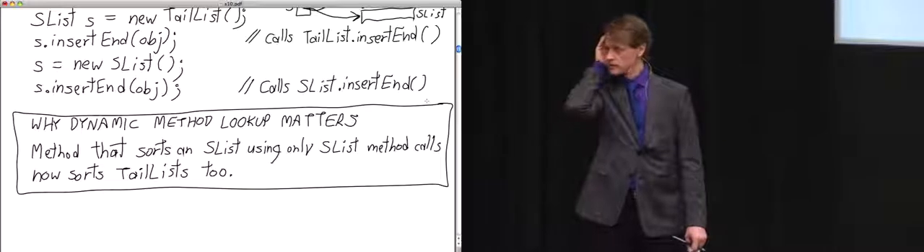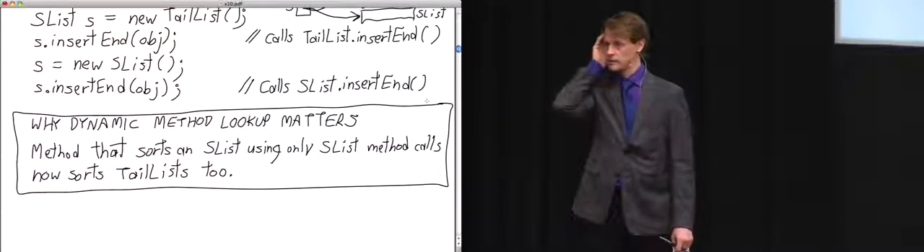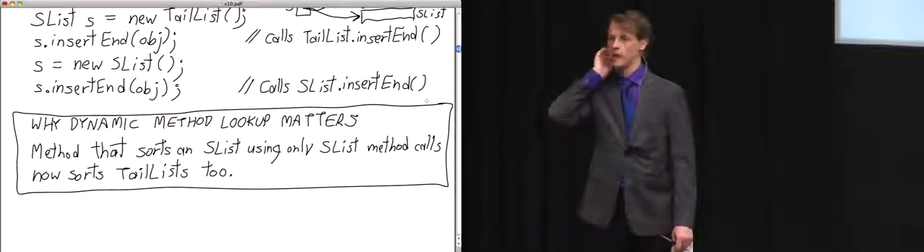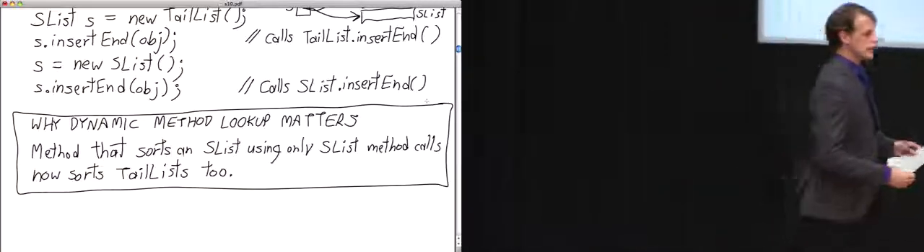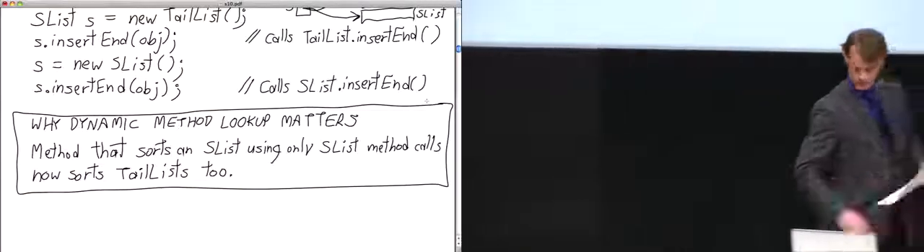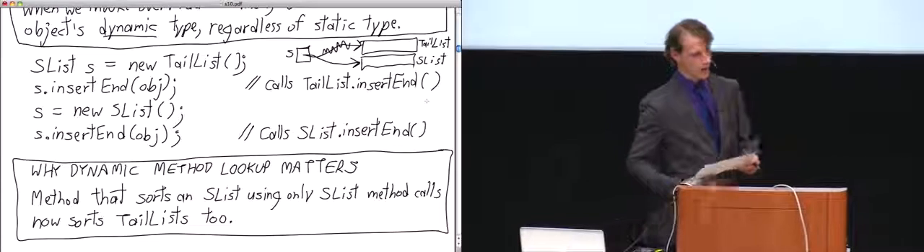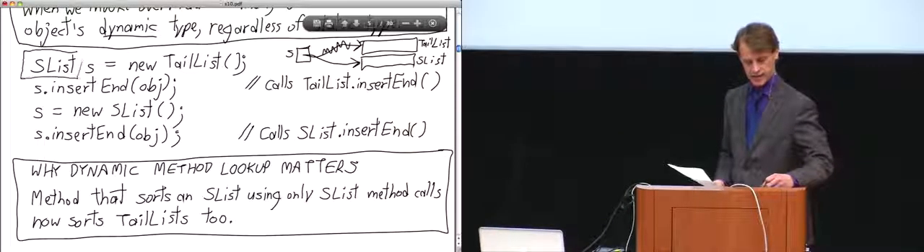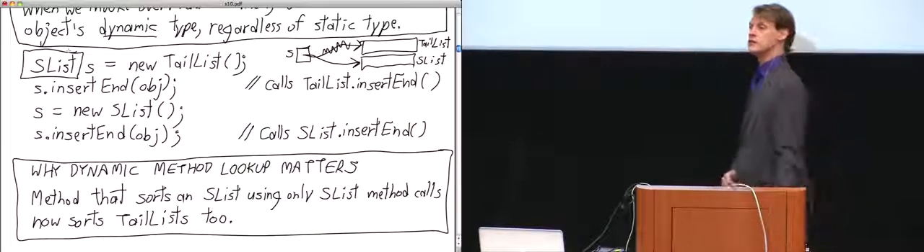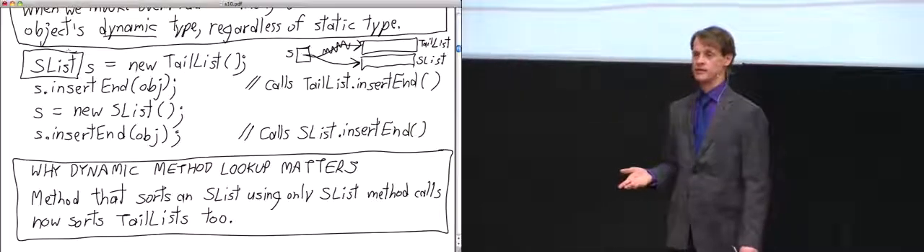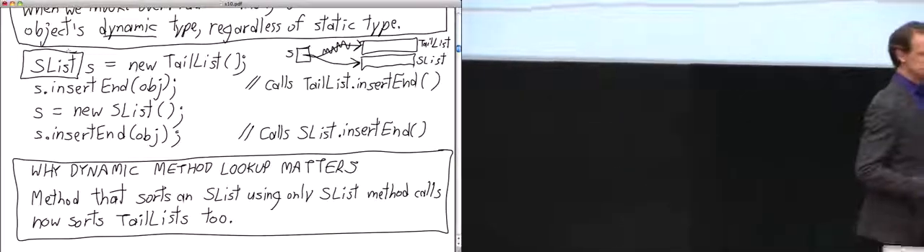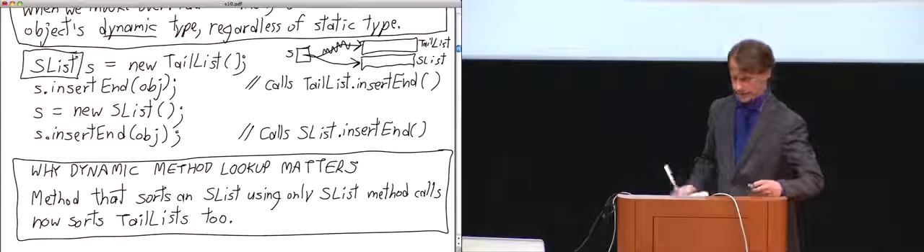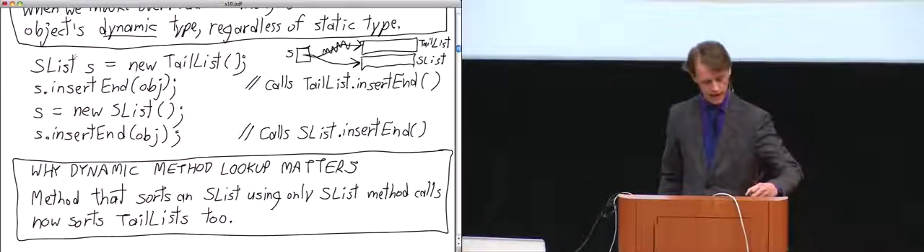Why do we have to declare the static type? So there is one big advantage to declaring the static type to be S-list here, which is that Java knows that every S-list has an insertEnd method. So suppose that instead of declaring this as S-list, let's just suppose we had declared this to be an object.